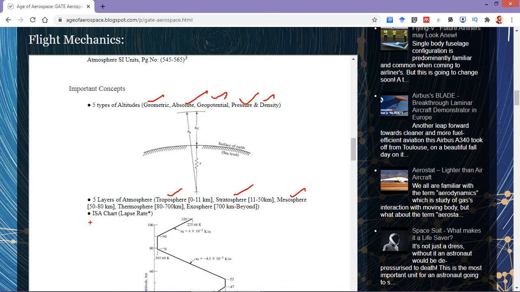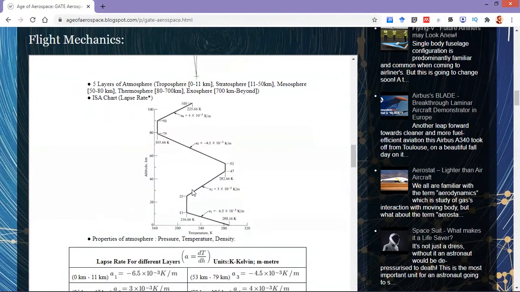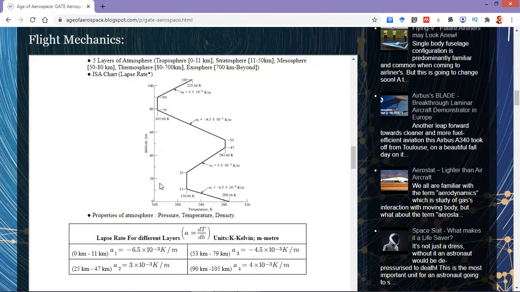And one other important thing is the ISA chart. We need to know the basic variation of temperature. So here we can see the basic variation of temperature with altitude. So this is provided by using the ISA or International Standard Atmosphere chart. And in this ISA chart, one particular point of interest is the lapse rate. So here we can see there are about four different lapse rates provided in the figure: A1, A2, A3, and A4. So A is nothing but the symbol of the lapse rate, and if we know these lapse rates for these particular regions, it will be beneficial.